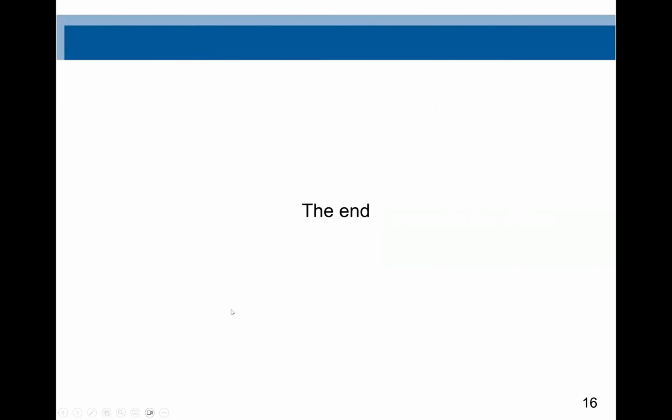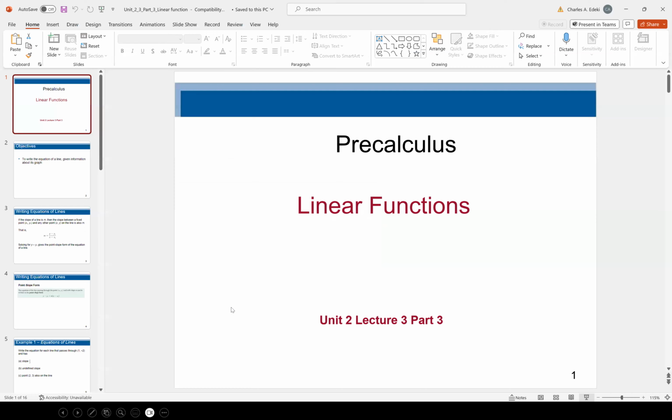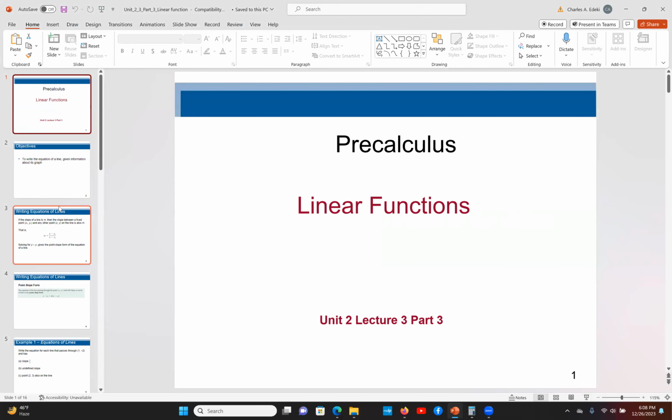Again, these lectures will cover the concept of linear functions, and how to find the graph of a straight line if we know at least one point and the slope.